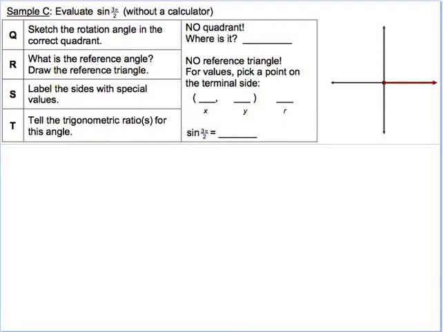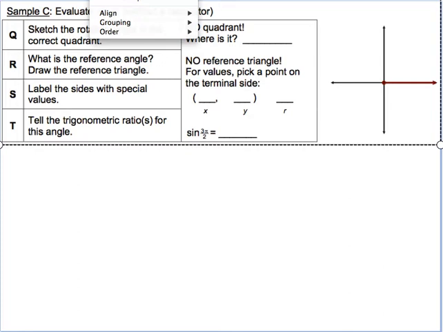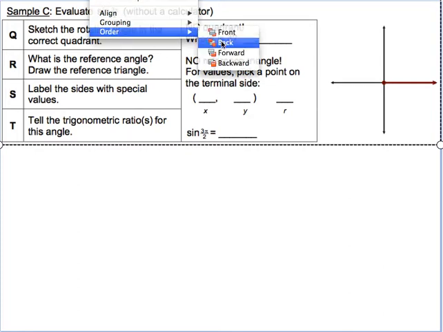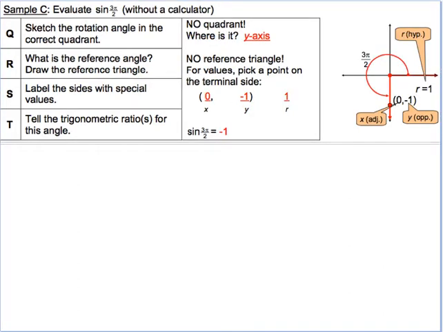All right, last example here. Last example, we have sine of 3 pi over 2. I believe that's going to be 270 degrees, and that you end up being on the negative y-axis. Yep, you have negative y-axis. And notice we don't have a triangle, but let's pretend that we did. For some reason, it's some weird triangle.